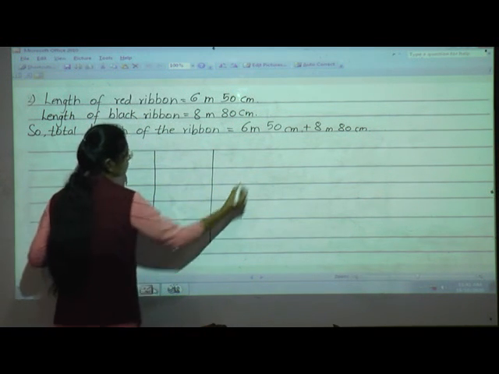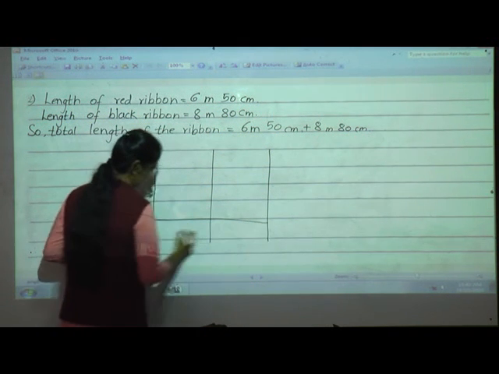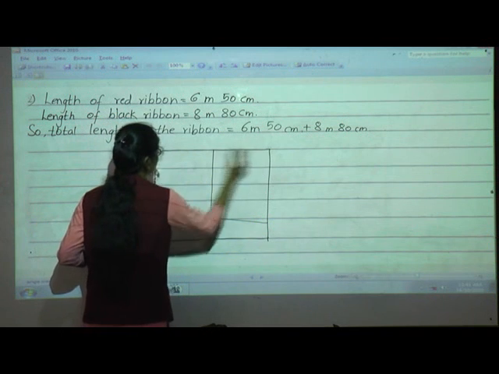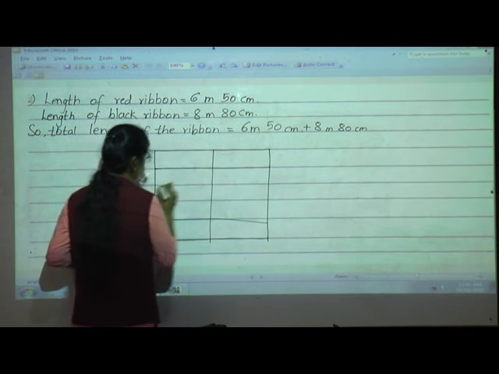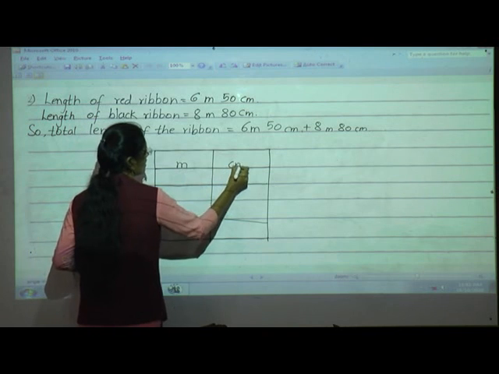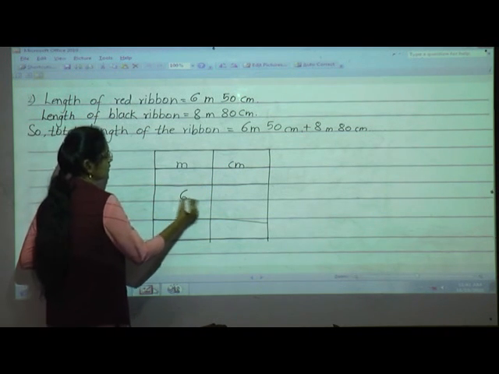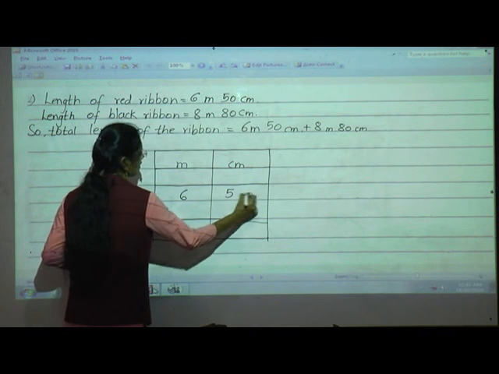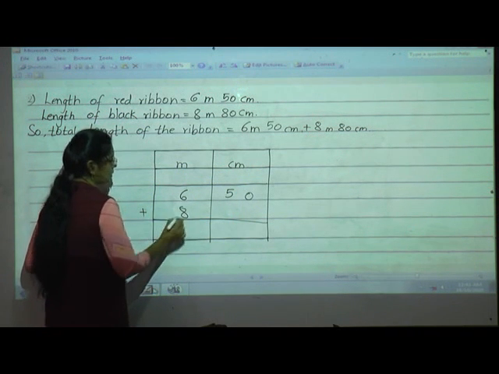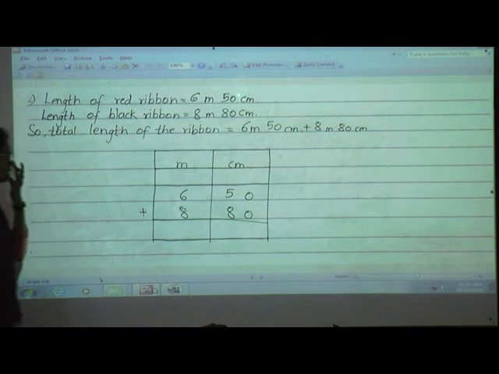Make 2 columns, one is for meter and the other is for centimeter. Leave one line for the carry. This is meter, this is centimeter. Now write down the first length, 6 meter 50 centimeter plus what was the length of the other ribbon? 8 meter 80 centimeter. Now very simple, do the addition.